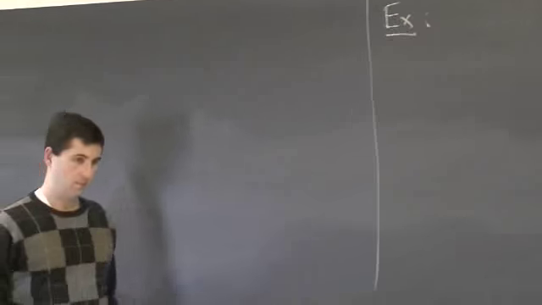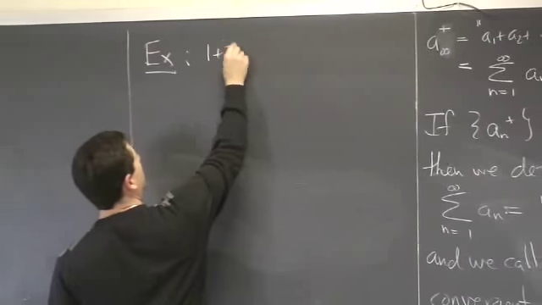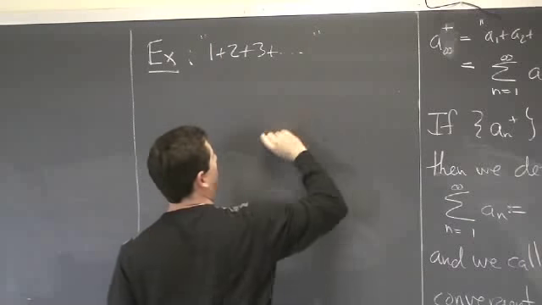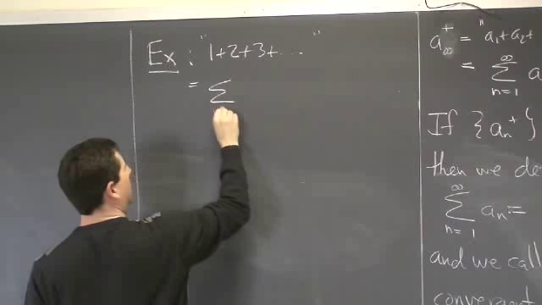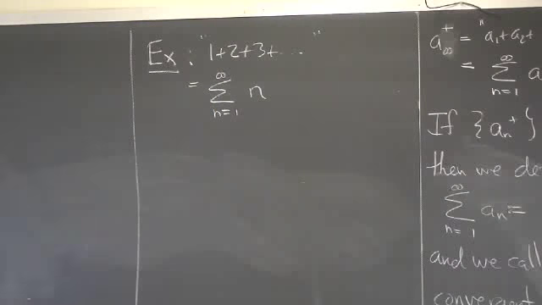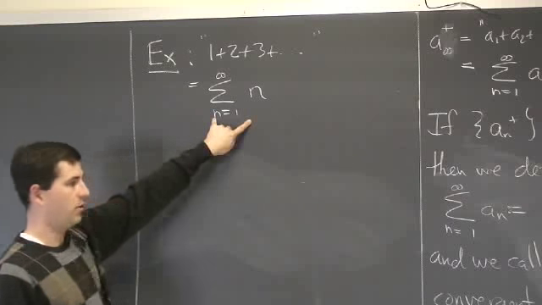So as a first example, we take 1 plus 2 plus 3 plus on forever. This can be written as the sum n equals 1 to infinity n. The nth term in the sequence is n. So this is a series. Does this series converge or diverge?